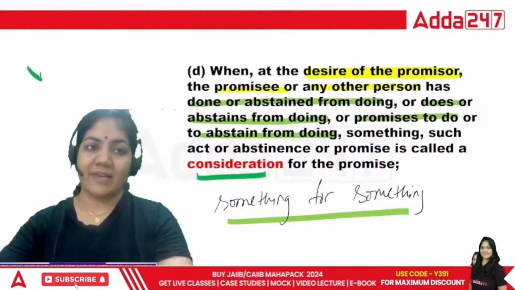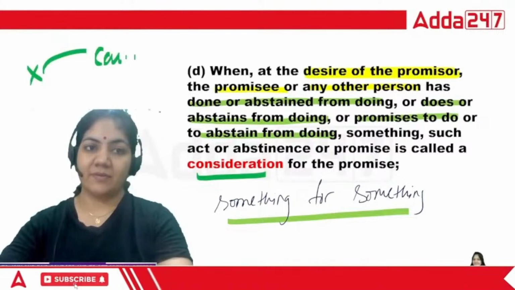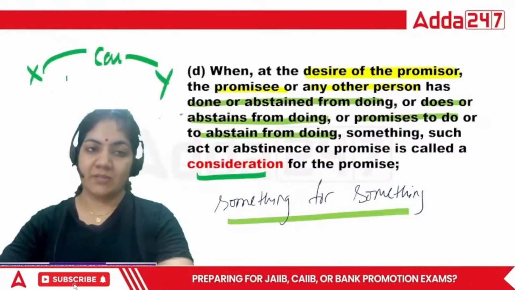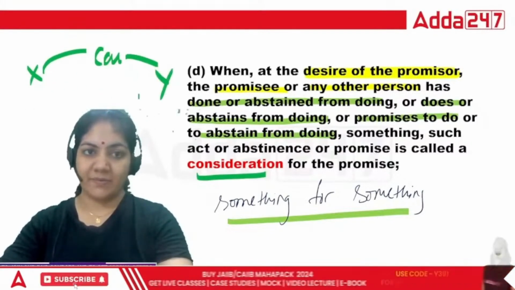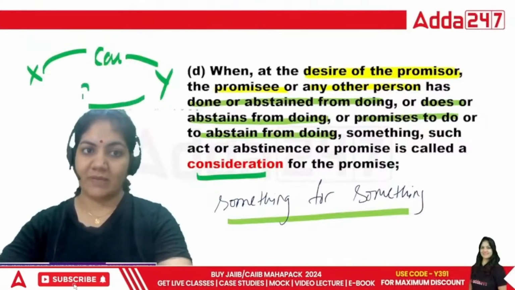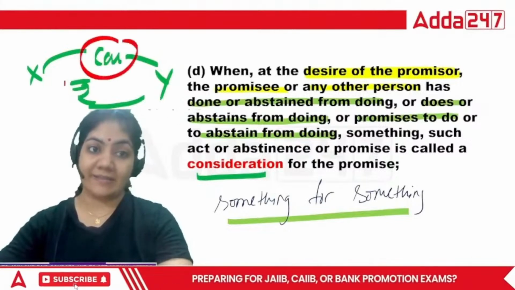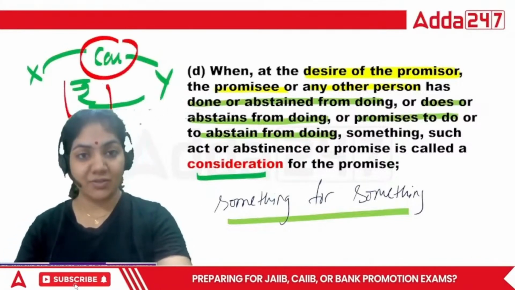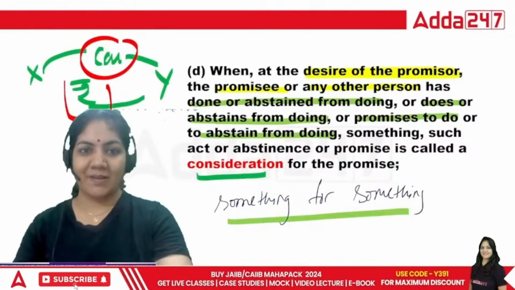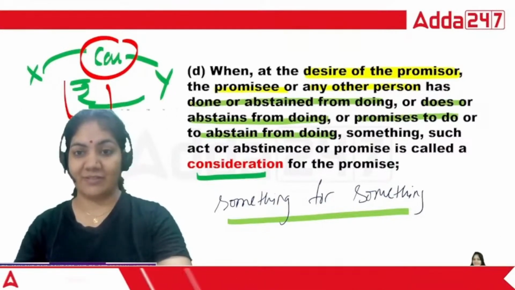Okay. X wants to sell a car to person Y. So X is sending the car to Y and Y is giving money for that. So this car and this money are the consideration in this contract. So this is the exact definition of this one.